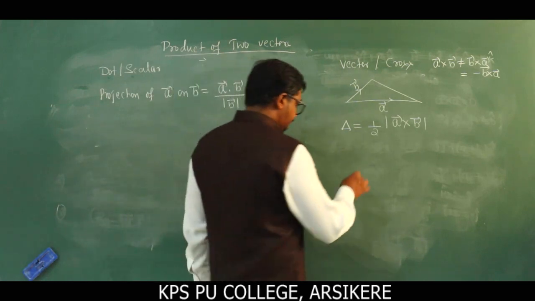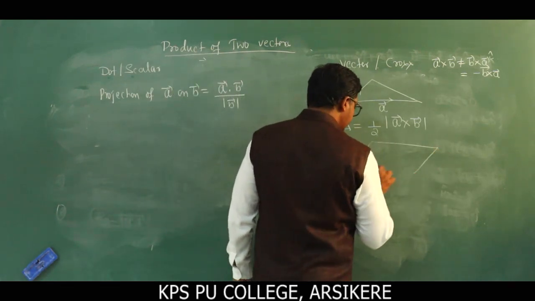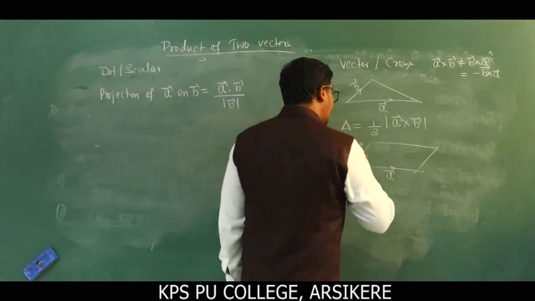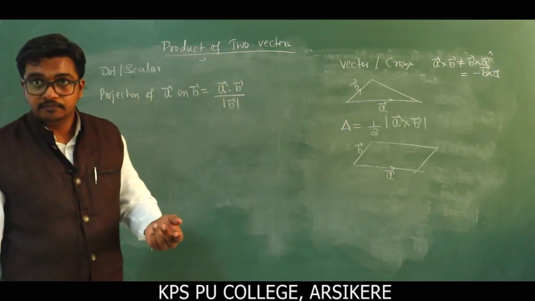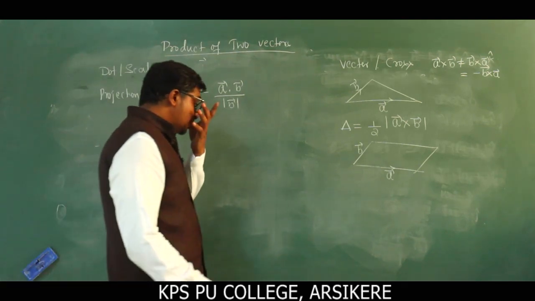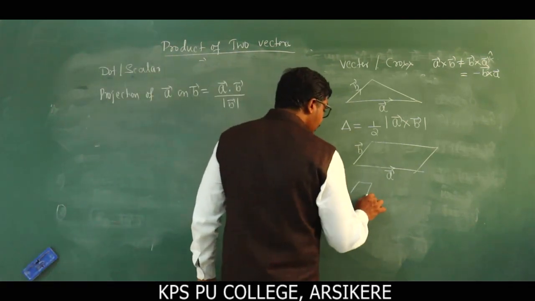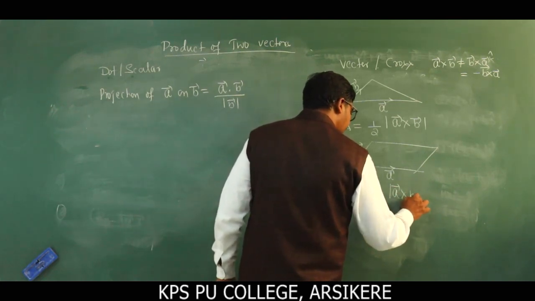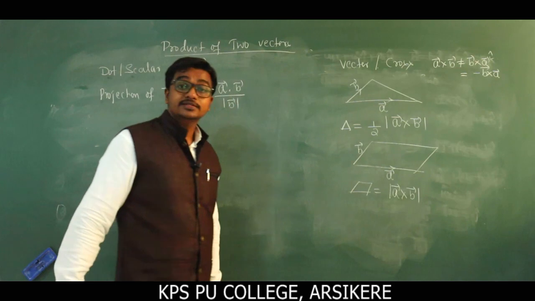And another one: when these two vectors, vector a as well as vector b, represent the adjacent sides of a parallelogram, in that case the area of the parallelogram becomes just the magnitude of vector a cross b.